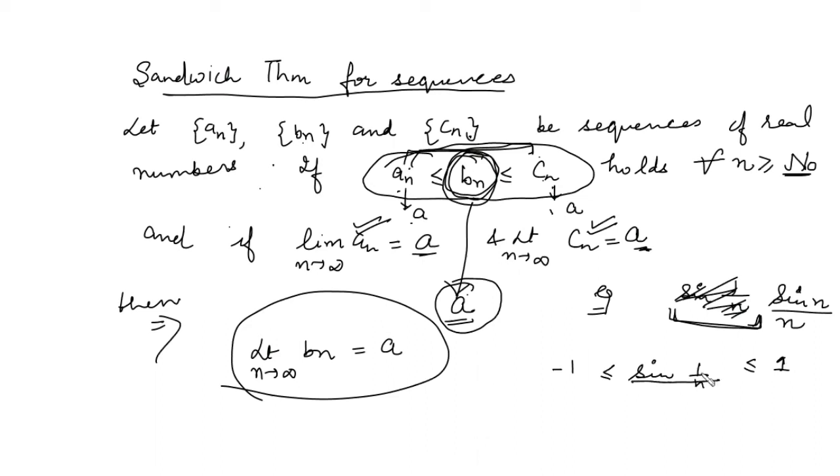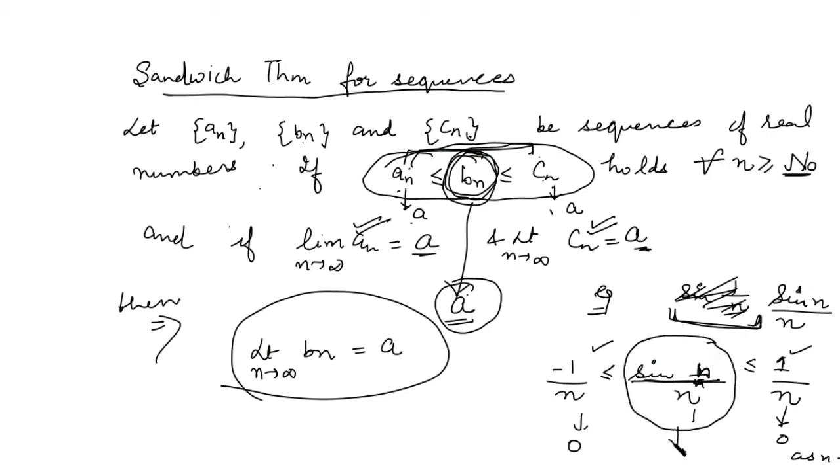As we know that sine n lies between minus 1 and plus 1, sine n by n will lie between minus 1 by n and plus 1 by n. And both these sequences go to 0 as n goes to infinity. So using the sandwich theorem, sine n by n also approaches 0 as n goes to infinity. So we can apply the sandwich theorem over here and we get the limit of this sequence as n approaches infinity. So the sequence sine n by n is convergent and it converges to 0.